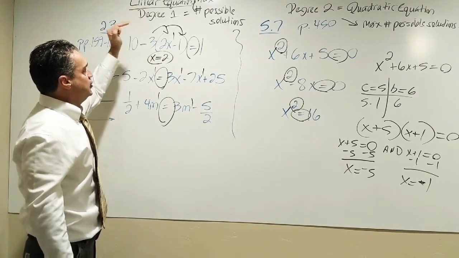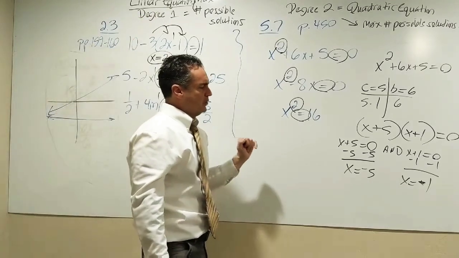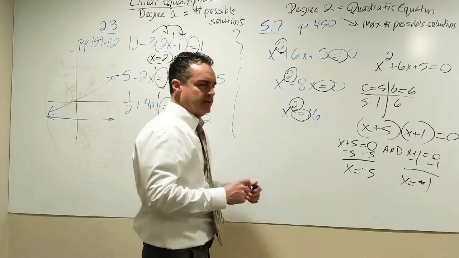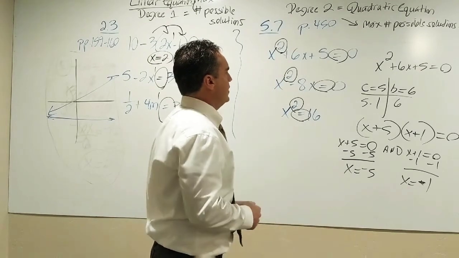Because a linear equation has a maximum of 1 possible solution, where a quadratic, because it's degree 2, has 2 possible solutions. Now, I'm going to show you something else really fascinating about this.